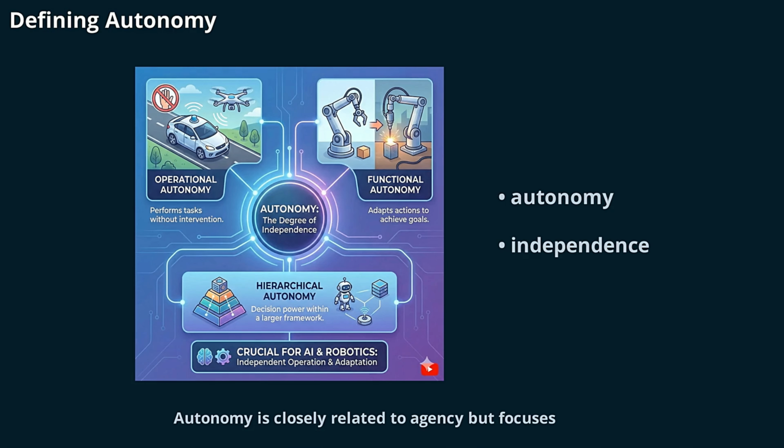Autonomy is closely related to agency, but focuses on the degree of independence a system has. Operational autonomy allows a system to perform tasks without human intervention. Functional autonomy enables it to adapt actions to achieve goals in different contexts. Hierarchical autonomy defines how much decision-making power a system has within a larger framework. In AI and robotics, autonomy is crucial for systems that must operate independently, adapting to new situations as they arise.